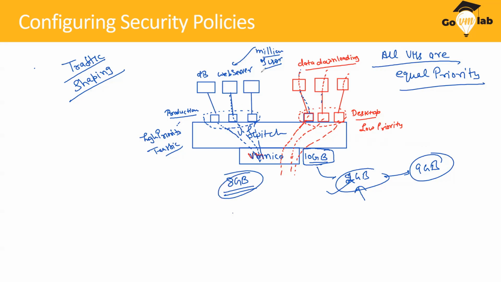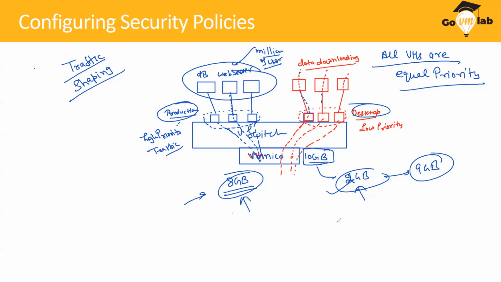But my production VM will be getting 8 GB of bandwidth, because that is what traffic shaping is all about, where the virtual switch is every time making sure that I'm giving enough bandwidth to my production VMs, as the user has configured, right? So you just create 2 port groups and define the policy at each port group level, and that is what traffic shaping is all about.